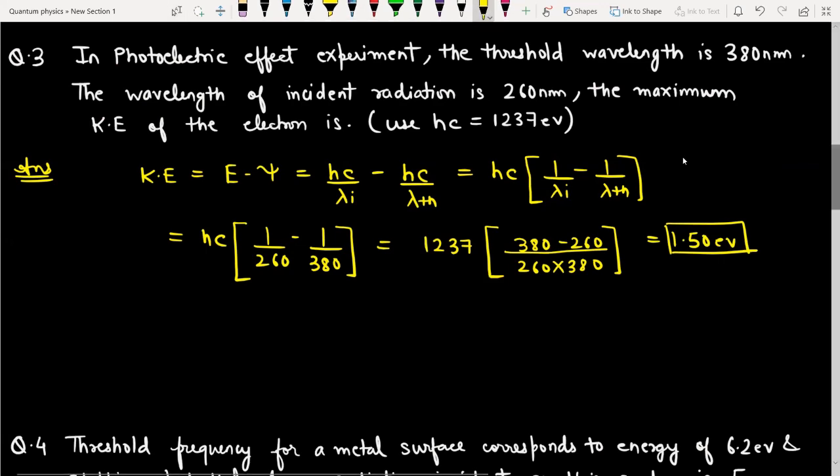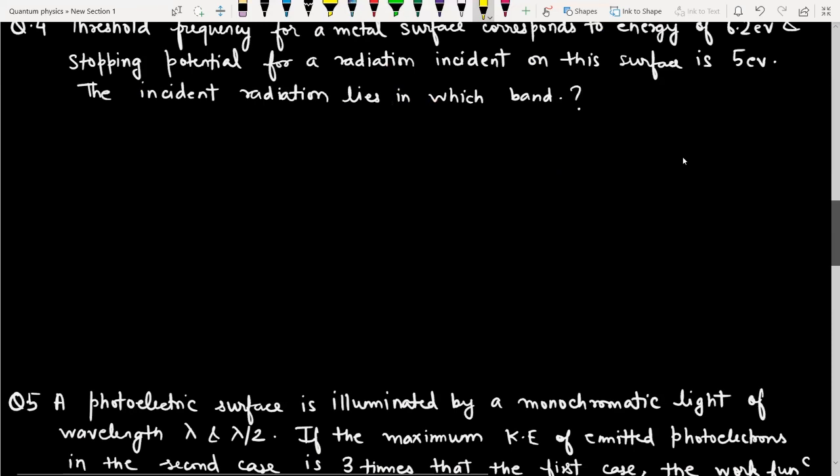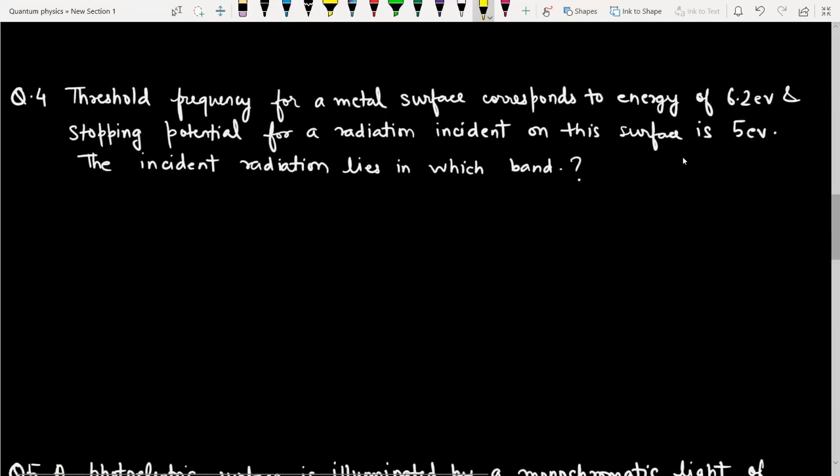Let's move on to the next problem. It says that the threshold frequency for a metal surface corresponds to the energy of 6.2 electron volts, and the stopping potential for the radiation incident on the surface is 5 electron volts. The incident radiation lies in which band? Okay, so it's also a pretty straightforward problem. Threshold frequency corresponds to energy, which means that we are given the work function, because threshold frequency only corresponds to the work function.